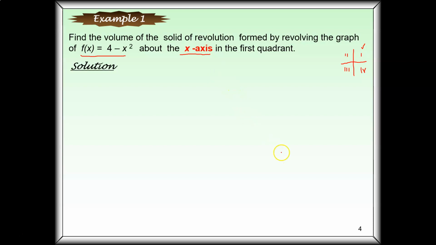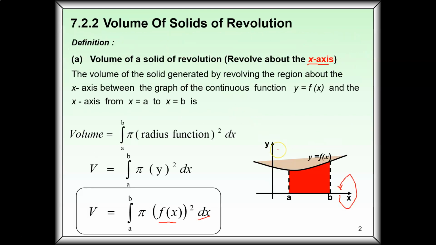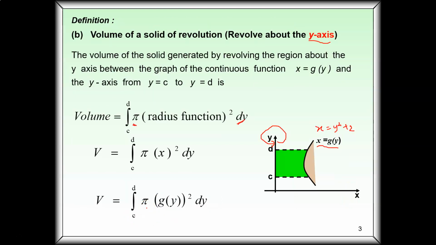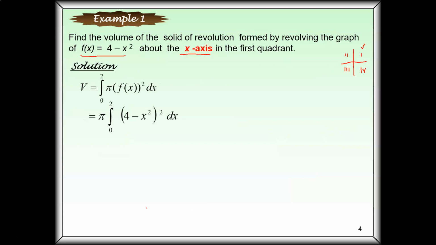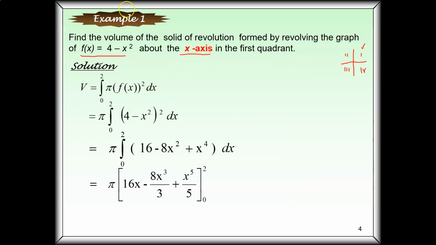So if we check back the first formula, when we revolve about the x-axis, it's going to be in this term. At the end you will have dx, and the function inside is all in terms of x, and don't forget to put your pi over here. So going back to the question, you have the integration from 0 to 2, pi f(x) squared dx.